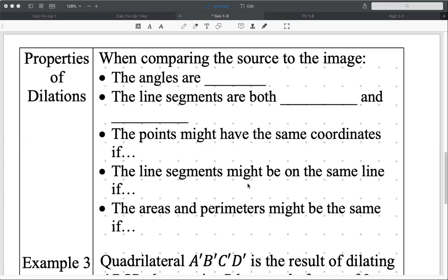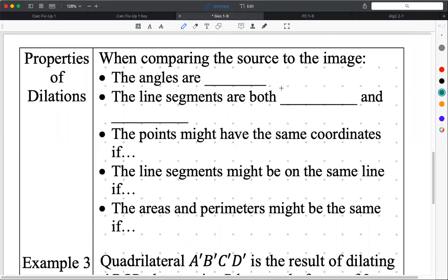All right, so moving on to properties of dilations. When comparing the source to the image, the angles are, and this is one of the interesting things about rigid transformations and dilations as well, that no matter what, all four of your different transformations will always have congruent angles. So I'm going to say congruent here.